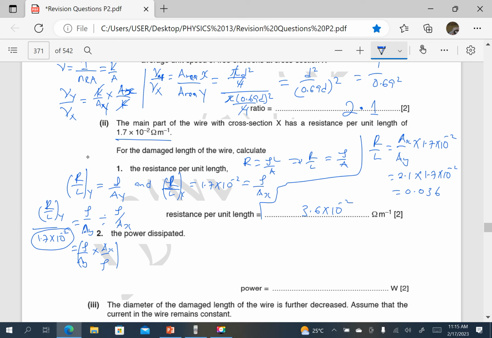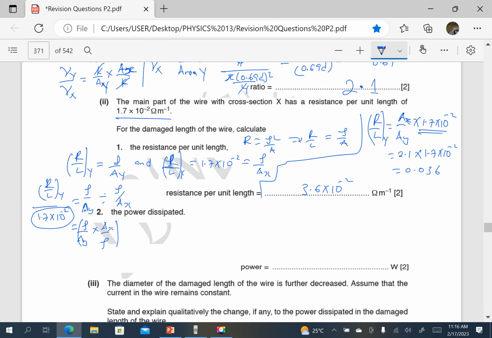So note I quoted resistance per unit length of Y divided by resistance per unit length of X. This is equal to rho over area for Y divided by rho over area for X. Then I did the algebra. So I came up with a simple expression that resistance per unit length for Y is equal to area of X over area of Y times resistance per unit length for X. So when you substitute, you get 3.6 times 10 power negative 2. Then the power dissipated.